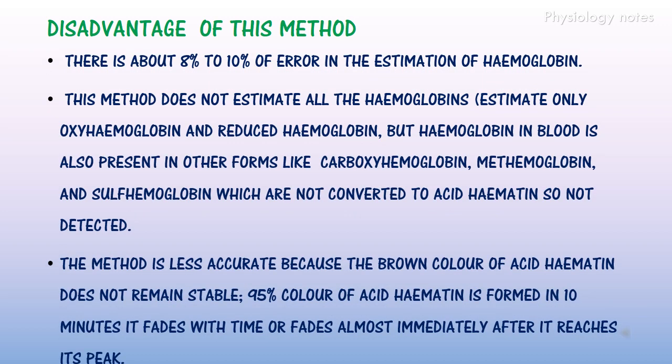Disadvantage of this method: there is about 8% to 10% of error in the estimation of hemoglobin. This method does not estimate all the hemoglobins, only oxyhemoglobin and reduced hemoglobin. But hemoglobin in blood is also present in other forms like carboxyhemoglobin, methemoglobin, and sulfhemoglobin, which are not converted to acid hematin, so not detected. The method is less accurate because the brown color of acid hematin does not remain stable. 95% color of acid hematin is formed in 10 minutes. It fades with time, or fades almost immediately after it reaches its peak.